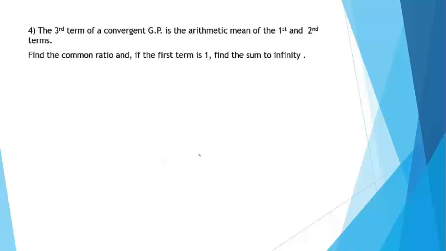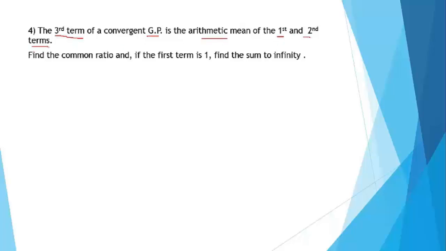The third term of a convergent geometric progression is the arithmetic mean of the first and the second terms. Find the common ratio, and if the first term is 1, find the sum to infinity. So let me underline the important keywords. The third term of the convergent geometric progression is the arithmetic mean of the first and the second terms.